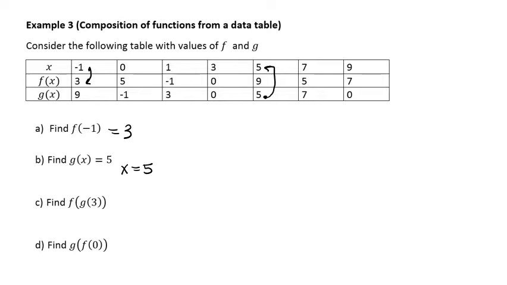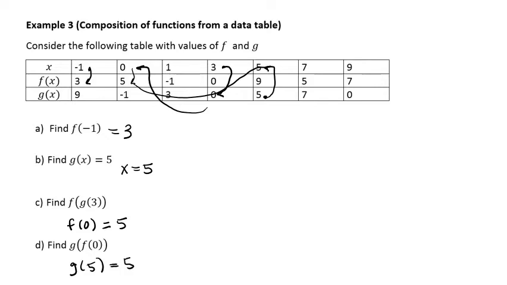Finding f of g of 3, I'm going to read the table starting at 3. g of 3 is 0. So then I want to find f of 0. So I come back near on like this, and then f of 0 is 5. If I want g of f of 0, I start with f of 0. f of 0 is 5. And then I'm finding g of 5, and g of 5 is 5.